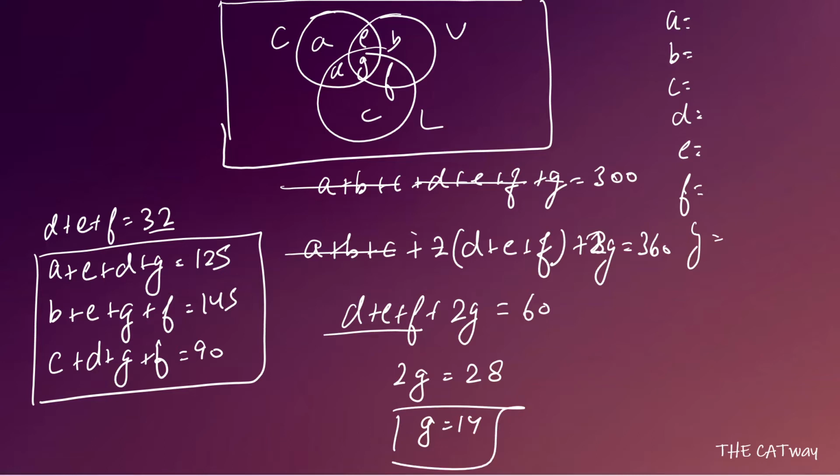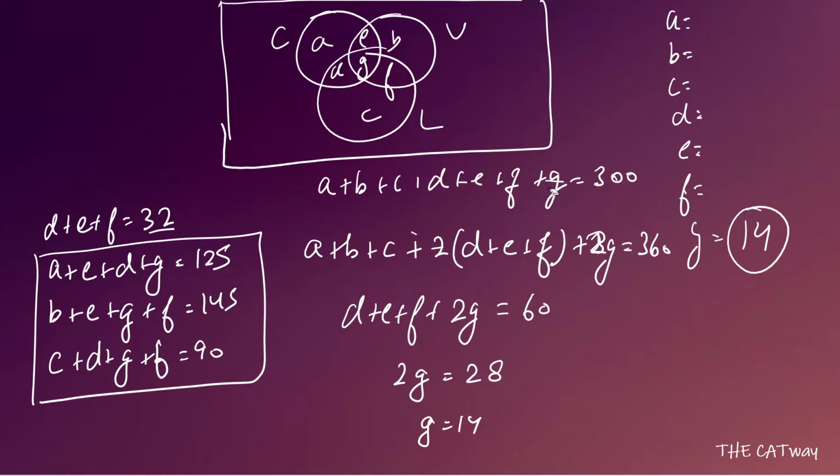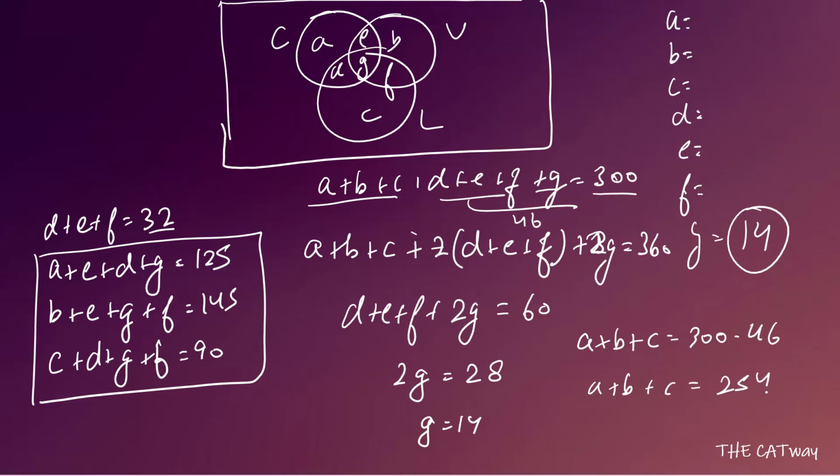So we have the value of G to be 14. Now let's see what we can do. We have DEF equal to 32 and G equal to 14. That means the total of this is 46. That means A plus B plus C is equal to 300 minus 46, that is, A plus B plus C is equal to 254.